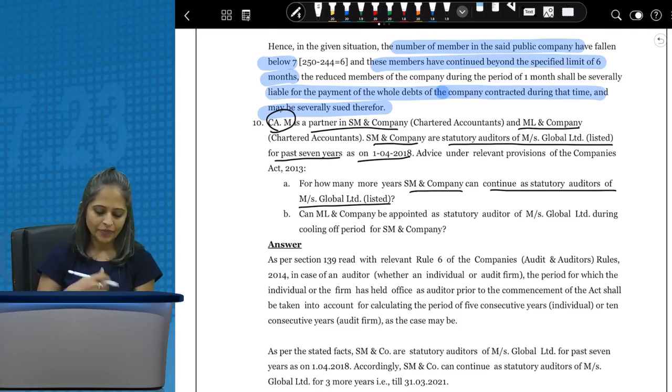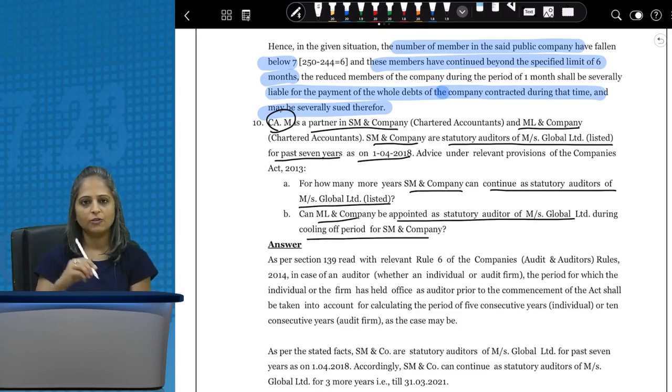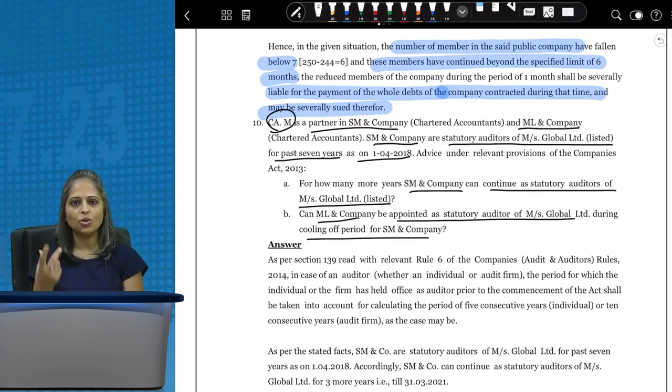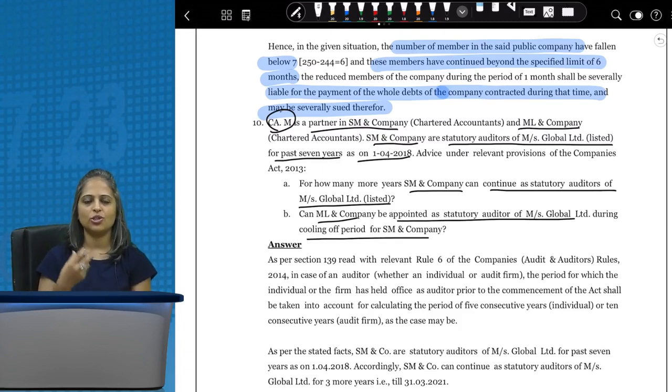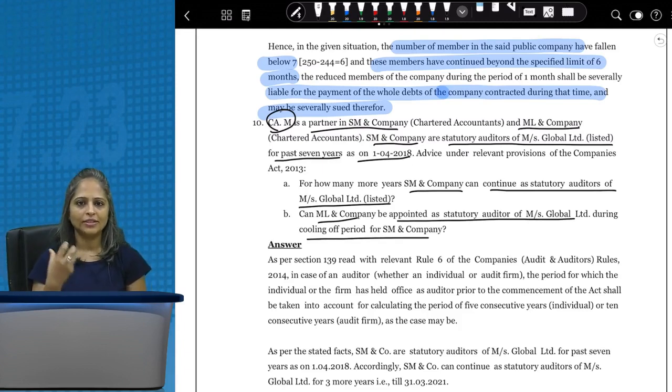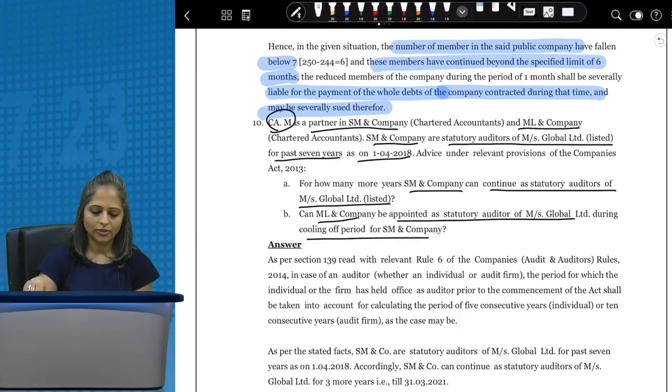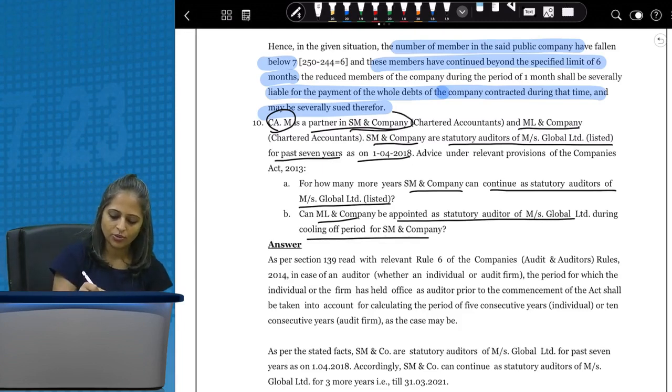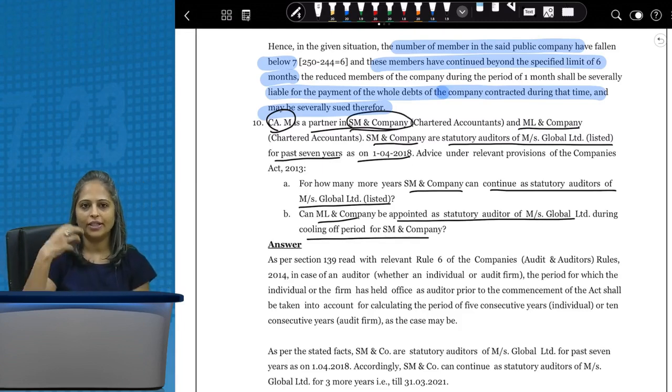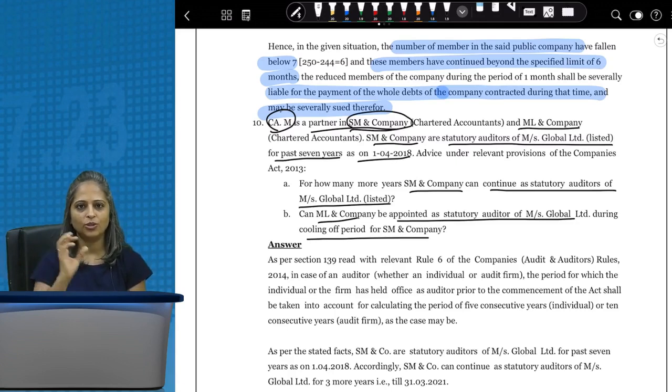Can MLN Company be appointed as a statutory auditor of Messrs Global Limited during the cooling off period of SMN Company? So, we are testing the knowledge on auditors. What does the section say? That if you are a firm of chartered accountants, you can be a statutory auditor in a company for a total period of 10 years. So 2 consecutive appointments of 5 years each. You can be a statutory auditor for a period of 10 years.